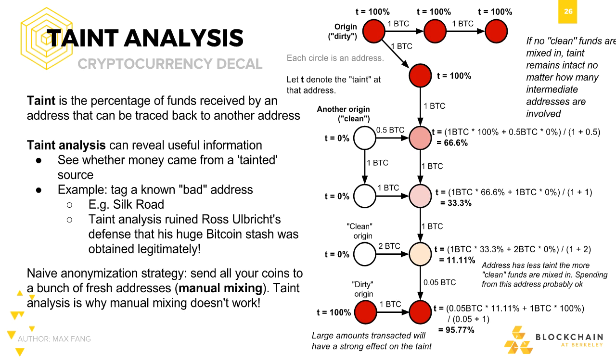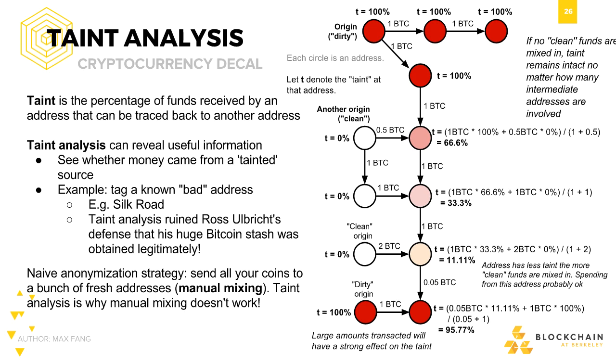Okay, so taint analysis. Taint analysis is basically this idea of, of the funds at a particular address, how much of these funds can be traced back to this other address. The general idea is you want to tag these addresses as tainted. Tainted may or may not have a good or bad connotation. And then you want to propagate this taint. So you assign those addresses 100% taint, and then you propagate this taint across the network, weighted by the amount of Bitcoin that has flowed there and by the amount of taint that each node currently has.